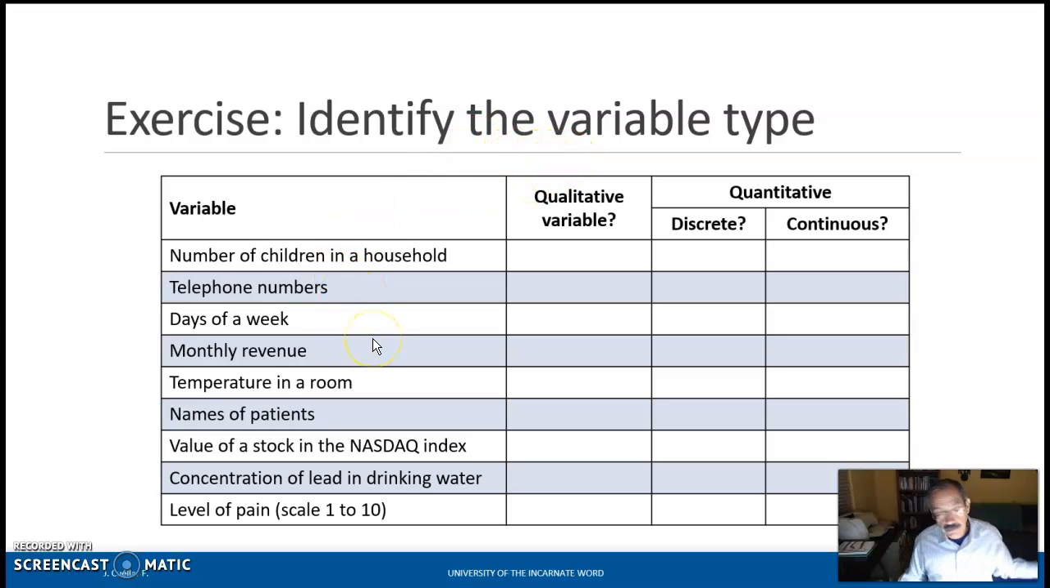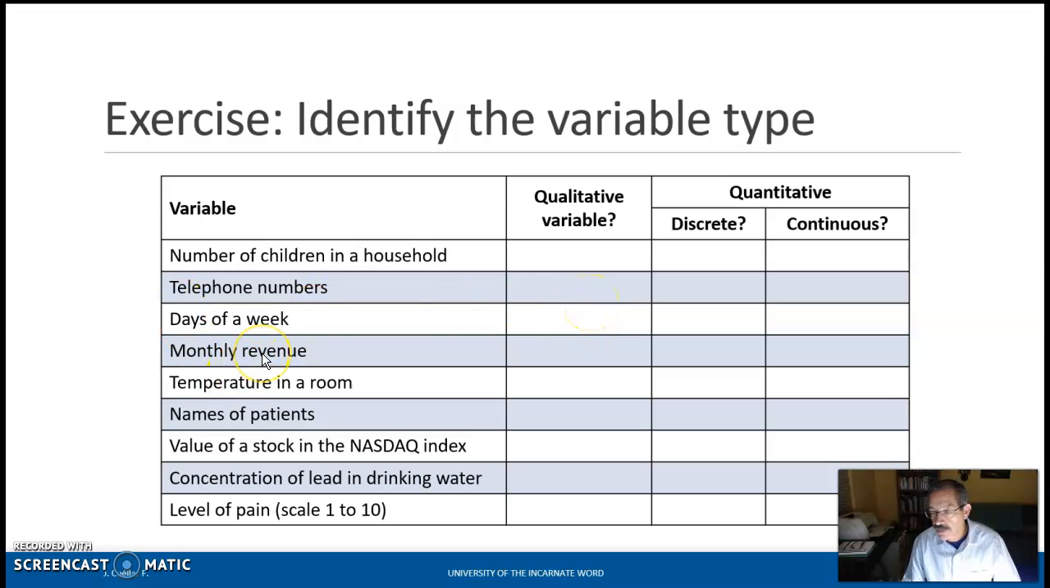Days of the week. Well, you have Monday, Tuesday, Wednesday, Thursday, and so forth. And those are just labels for the day. So they're names for the day, it's labels. So this is another example of a qualitative variable.